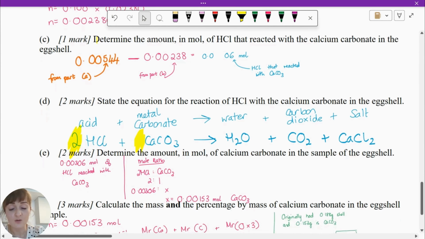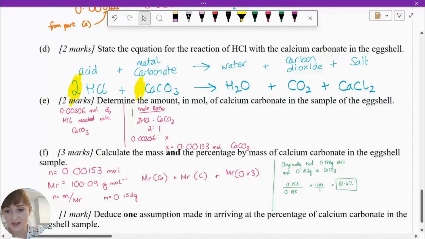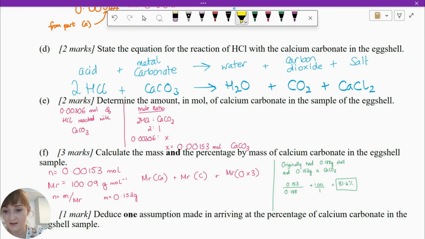So what I want to do is turn that into a mass, because then I can compare the mass of calcium carbonate to the mass of eggshell. Right now, I can't really compare the moles of calcium carbonate to a mass of eggshell. So what I do is I turn that number into a mass. And that's pretty easy for me to do. I just get the molar masses of each of the elements from the periodic table: calcium, a carbon, 3 oxygens, and that works out at being 100.09 grams per mole. So I know that if I have 0.00153 moles of calcium carbonate, that is 0.153 grams of calcium carbonate.